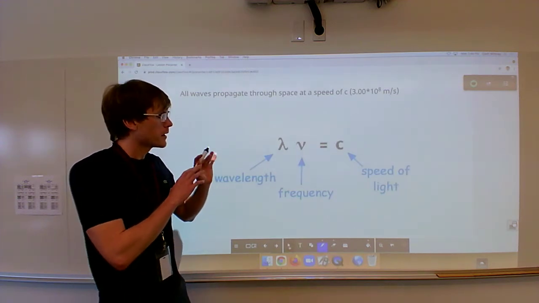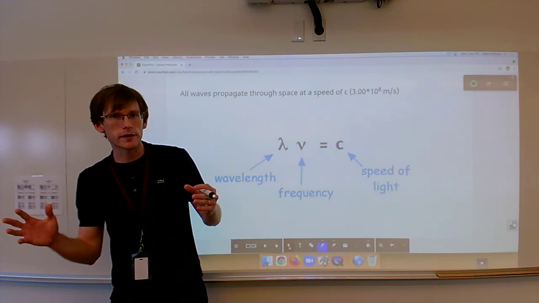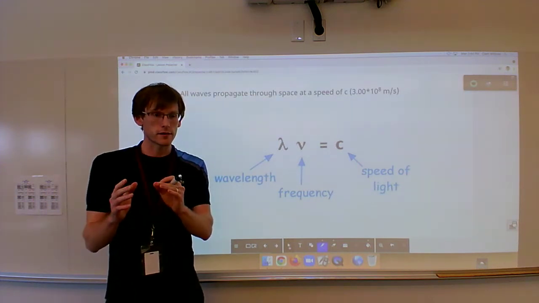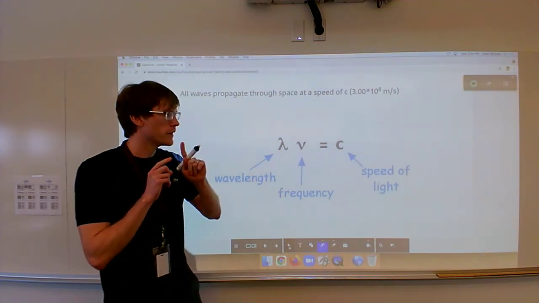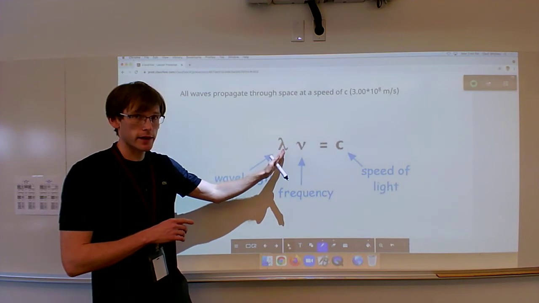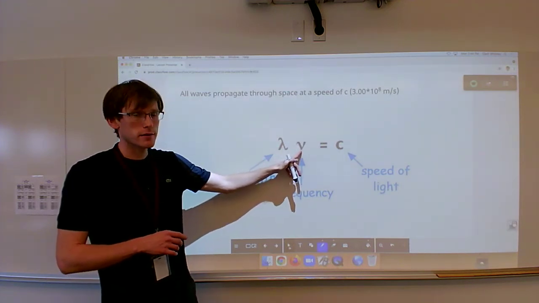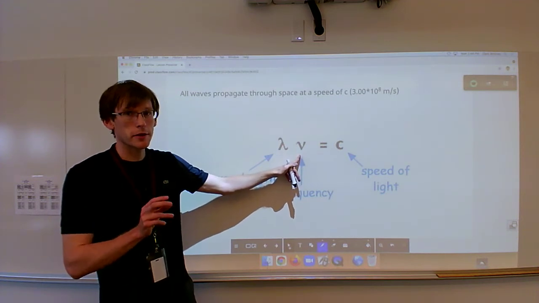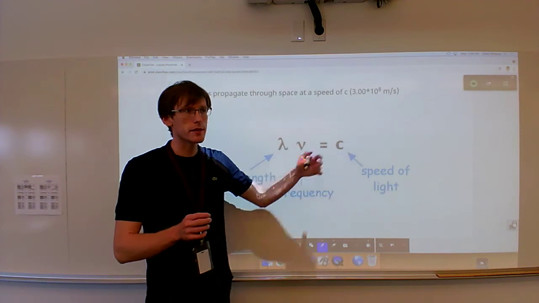So, the relationship that we have, you may have noticed: long wavelengths, low frequencies; short wavelengths, high frequencies. Well, the actual exact relationship is that wavelength, known as lambda here, times frequency, I know that looks like a V, but it's a Greek letter nu, so lambda nu is equal to c, the speed of light.